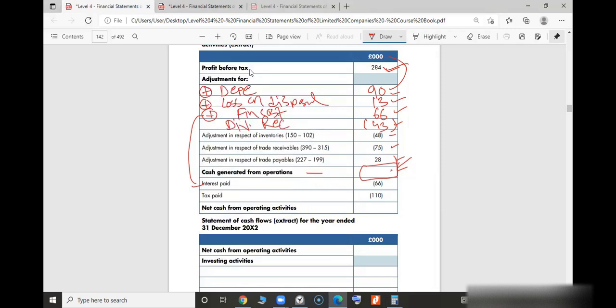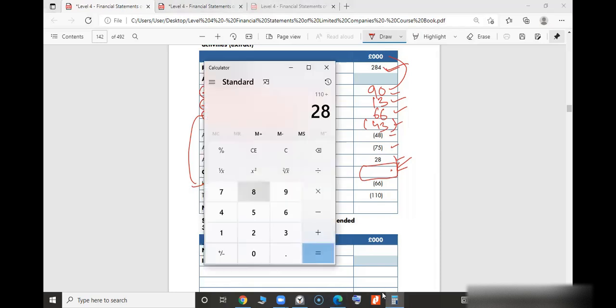This box, yeah, only this box. Let's do it. 284 plus 90 plus 13 plus 66 minus 43. I got 315 from some people. Minus 48 minus 75 plus.